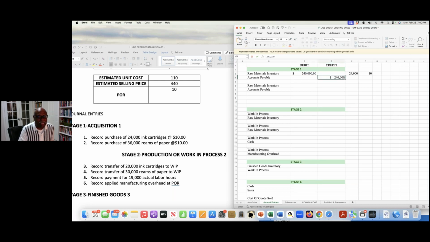That's the ink. How much for the paper? 360,000. So in doing that, we simply did what? Multiply 36,000 times 10.